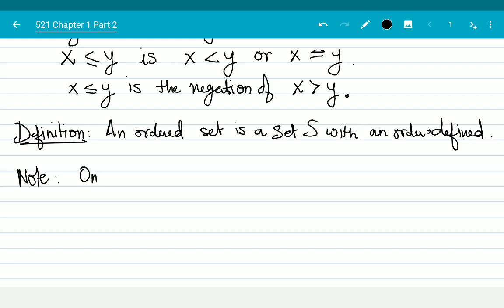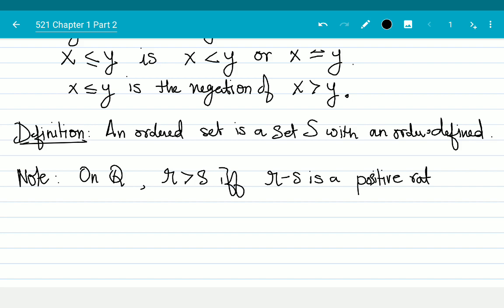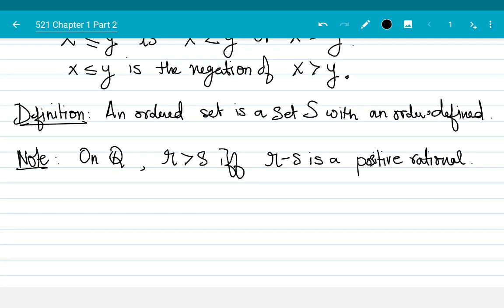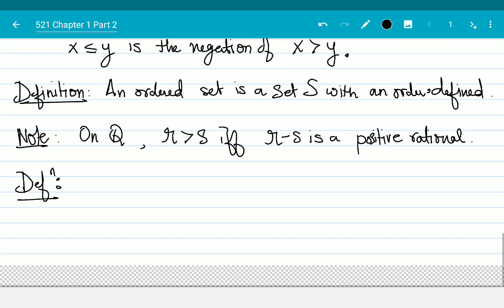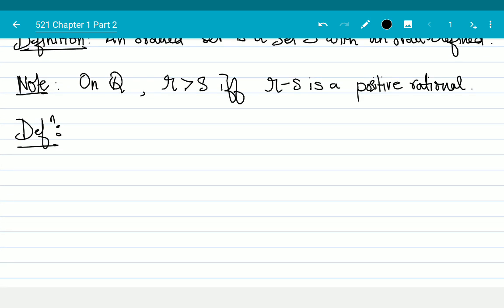Note on Q: r is greater than s if and only if r minus s is a positive rational, a positive non-zero rational, because 0 is not positive. Definition. I am going to start writing "definition" in this shorthand notation because the word is pretty long.